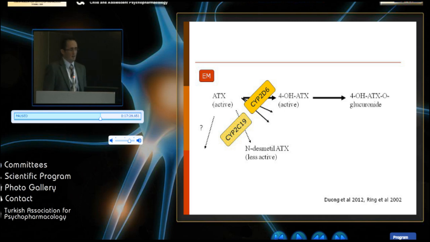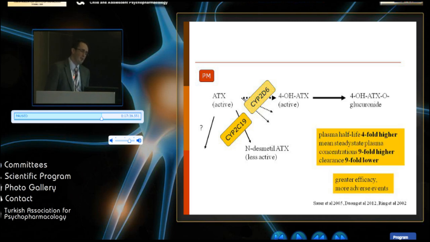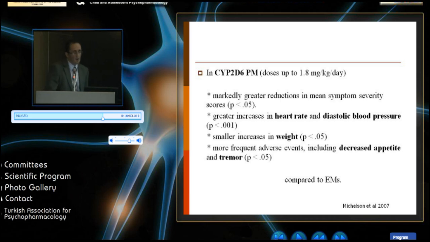Of course, atomoxetine is what is important to us. Atomoxetine is the normal method in the normal metabolizing person. It turns into active metabolites, but if CYP2D6 does not function well, it increases the plasma half-life 4-fold, plasma concentration increases 9-fold, and clearance obviously is 9-fold lower, so greater efficacy is seen, and at the same time more adverse effects are observed.